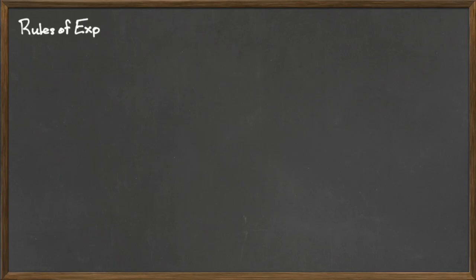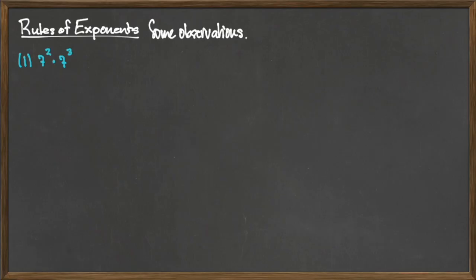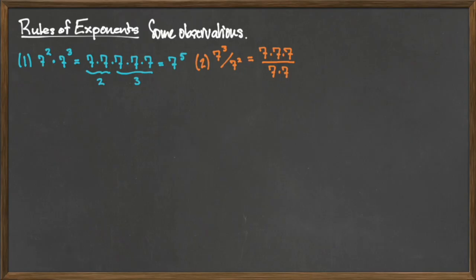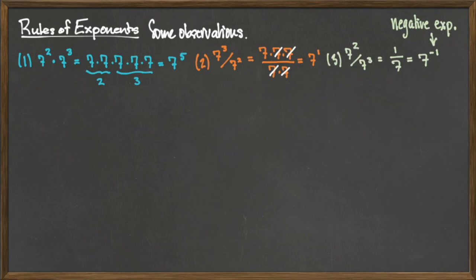In this next slide, we're going to study some rules of exponential arithmetic. Take 7 squared times 7 to the third. If we fan out the number of 7s that we have, we notice that the exponents actually add with one another. Next, take 7 to the third divided by 7 squared. Fanning everything out and observing some cancellations, we notice that the exponents seem to subtract from one another. And if I take the reciprocal of this fraction, it turns out that I get 1 over 7, which can be interpreted as a negative exponent.